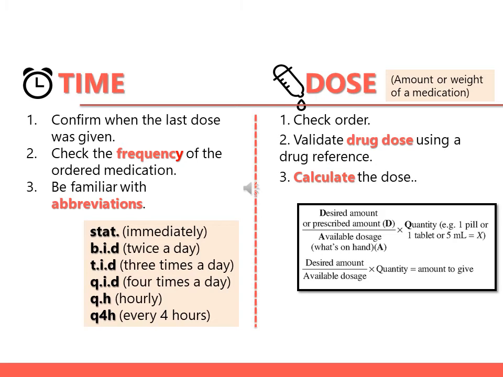Divided by available dose. Available dose: what is the available medication that you have in your area? Is it only 500 milligrams that is available? Is it 1000 milligrams that is available? You need to check what is available with you. And then you multiply it by quantity. And it will give you the right amount of medication to be given to your patient.